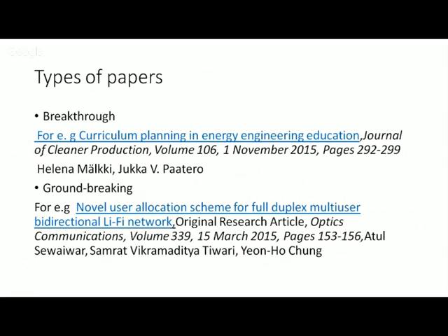Next is the groundbreaking. An example of a groundbreaking paper is a novel user allocation scheme for full duplex multi-user bidirectional Li-Fi network. These types of papers open up a field or area that is not well explored by the scientific community, and they place a firm foundation for new kinds of innovation and the generation of new kinds of technology and methods in that specific research area.